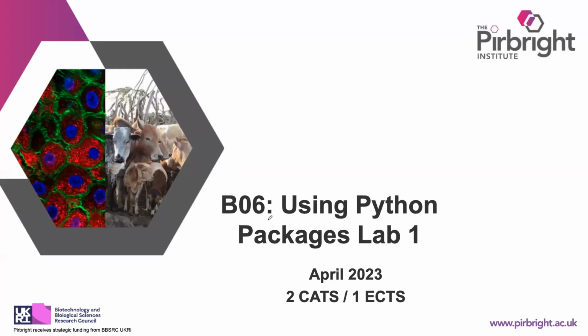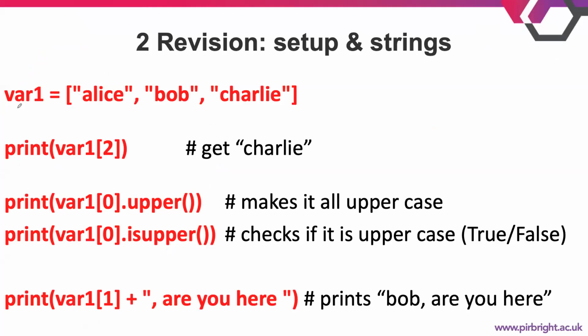Okay, so welcome to demonstration video 1 for B06, using Python packages. In this video, we're just going to briefly touch on revising, in Python 3, some ways of manipulating lists using Python. So we can create a variable called var1 here containing three elements: Alice, Bob, and Charlie. So this is elements 0, 1, and 2, which means if we say print var1 with square brackets for 2, we get Charlie back.